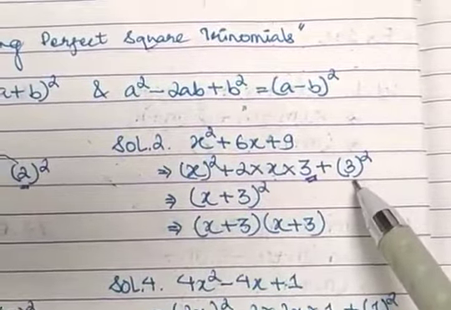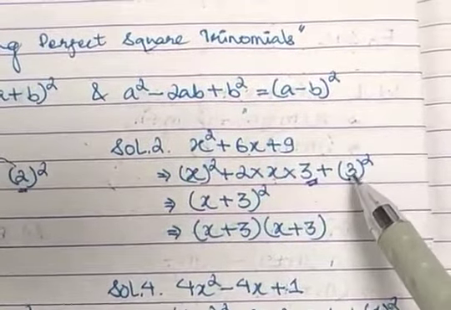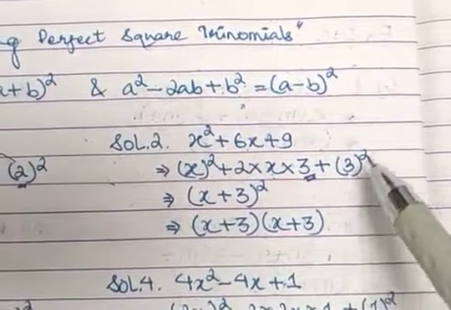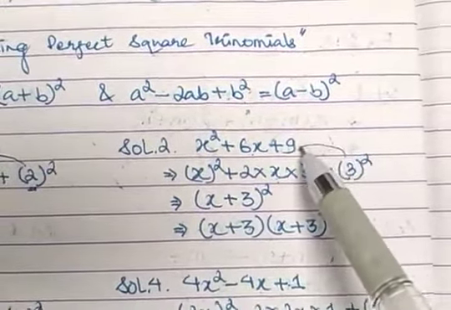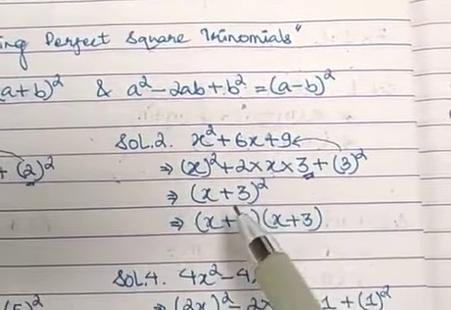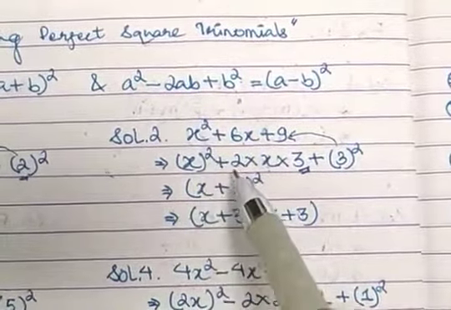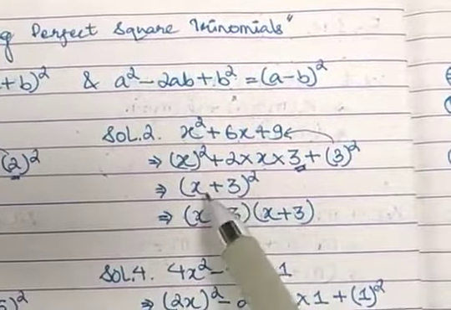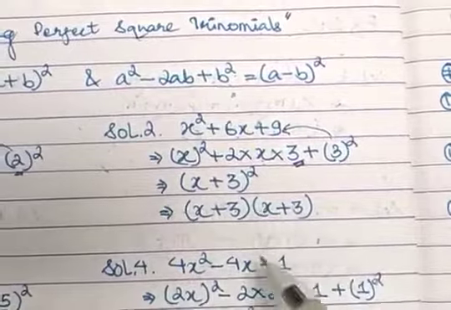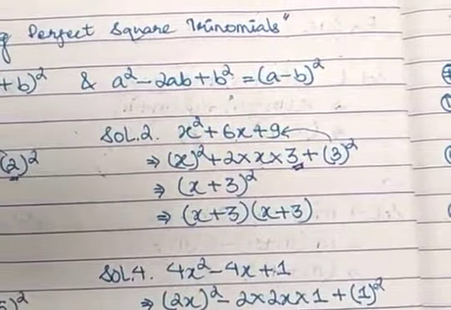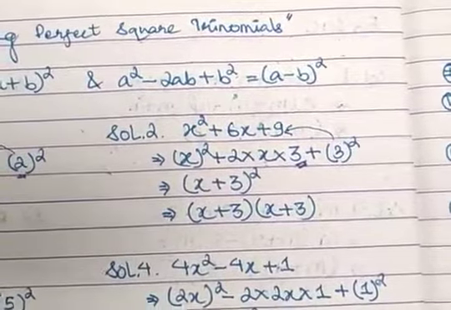Now the last term is our b square, so plus b square, so b square means 3 square. Now 3 square means 9. Again, see, it matched, isn't it? So again it is in the form of a square plus 2ab plus b square, so it can be written as a plus b whole square, that is x plus 3 whole square. Now x plus 3 whole square, I can write as x plus 3 into x plus 3 in the product form. And we are done here with the factorization.